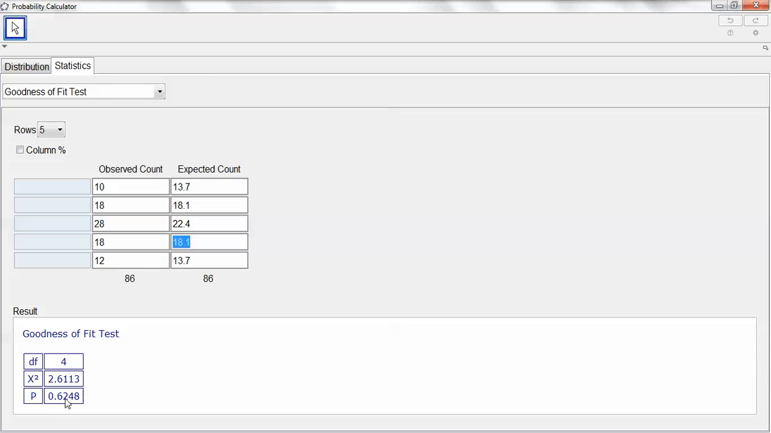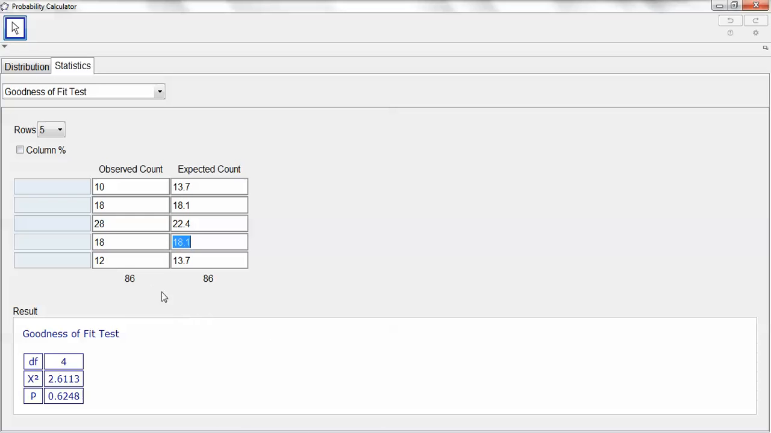The p-value is probably the most important thing. It's 0.6248, and for this question it says that the significance level is 5%, which is 0.05. So because this is greater, in fact it's greater by quite an amount, it means that we are going to accept H0. It doesn't lie in the critical region. So that's all well and good.